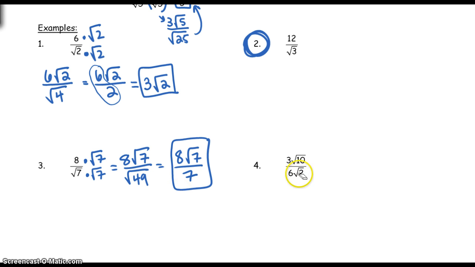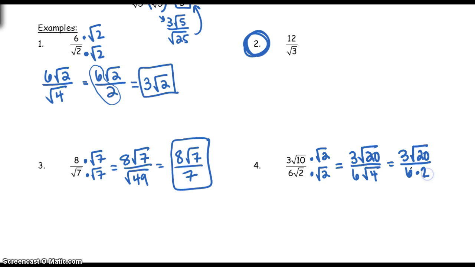On number 4, I see that I have a 2 down here. Now when you rationalize, I want you to only multiply by the radical that's in the bottom, okay? So we'll have 3 root 20 over 6 root 4. But you know that the square root of 4 is 2. So 3 root 20 over 6 times 2. And we know that 6 times 2 is 12. So 3 root 20 over 12. You could also reduce this if you want, but before I do that, let's talk about the 20.